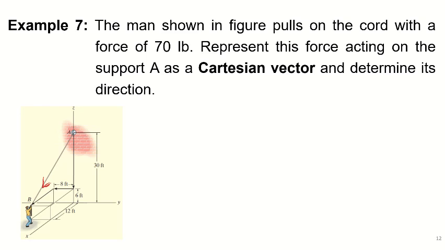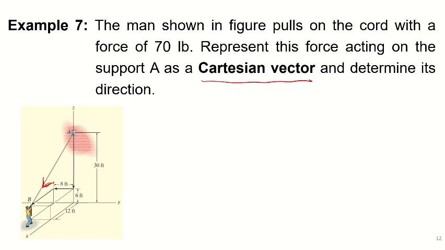So we know the magnitude of the force is 70, and we are asked to put the force in Cartesian vector notation and determine the direction, right? So if we express this force in Cartesian vector notation, how can we do? We know the magnitude, right? So if we find the unit vector along this direction, then we can express the force F in Cartesian vector form, right?